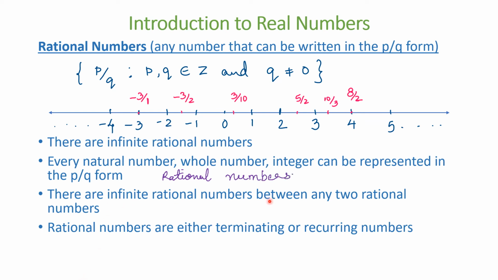There are infinite rational numbers between any two rational numbers. This is what I had explained in the previous slide. That is, if I divide it into 100 parts, I can get 100 rational numbers. If I divide it into 1000 parts, I can get 1000 rational numbers. And also, you must understand that rational numbers are either terminating or recurring decimals. I will explain this to you even further. Understand that every rational number is either terminating or a recurring number.